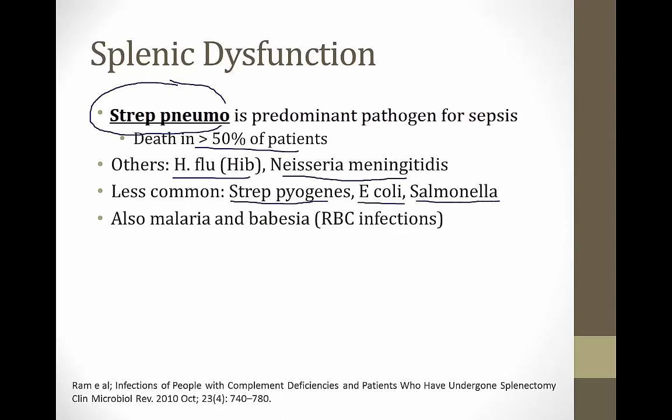coli, and also salmonella. And then finally, recall that both malaria and babesia are protozoa that can infect red blood cells. And because the spleen is absent in these patients, it can't clear these infections very easily, and they can get an overwhelming infection with malaria or babesia.